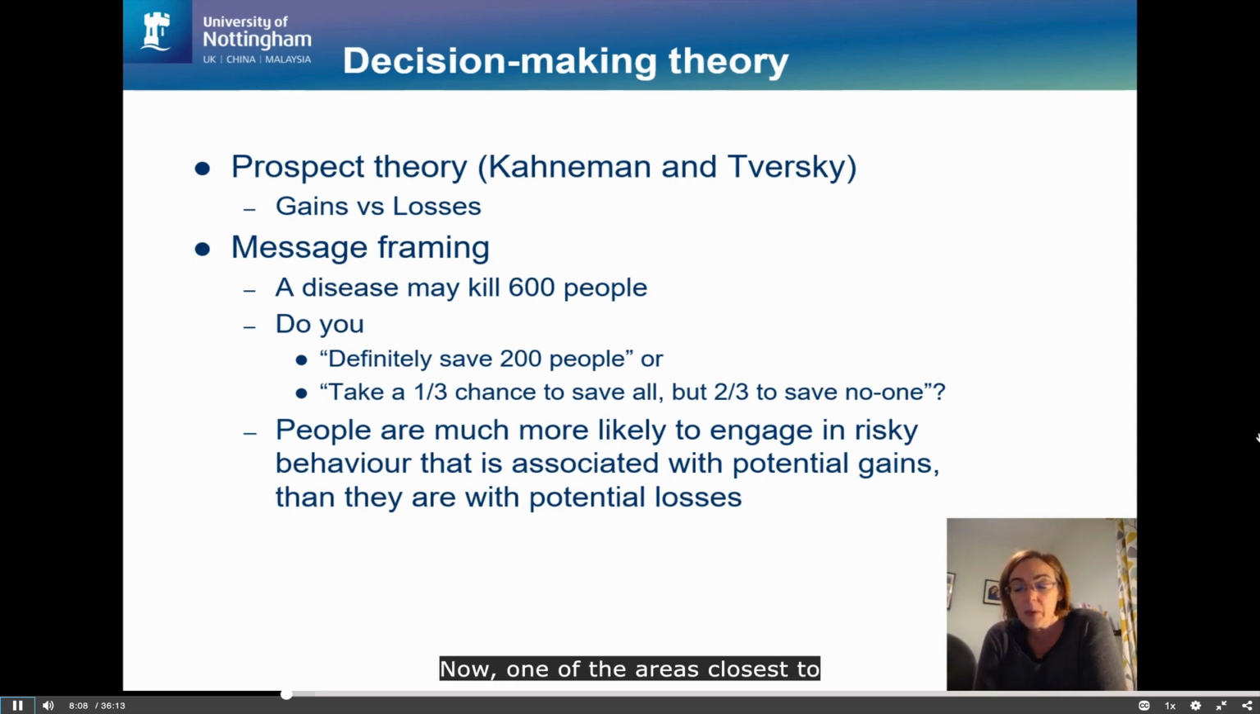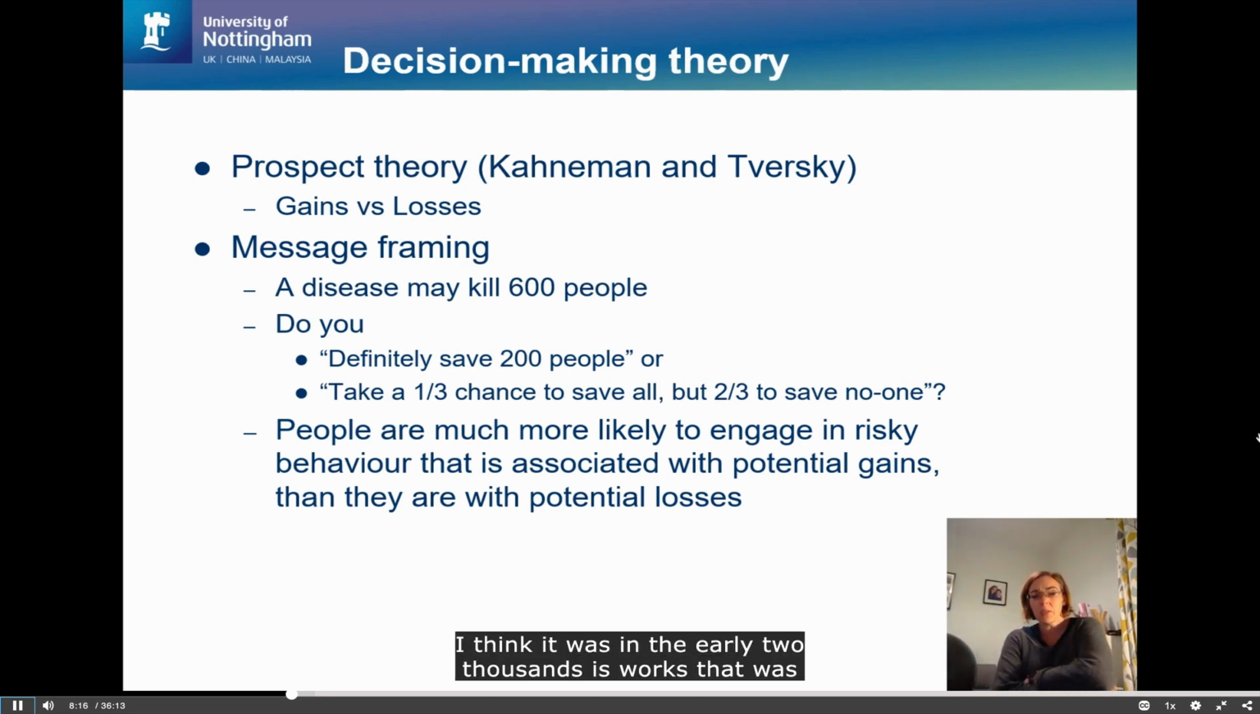Now, one of the areas closest to human factors and ergonomics that was awarded a Nobel Prize, I think in the early 2000s, is work proposed by Daniel Kahneman and Tversky, his collaborator. Kahneman and Tversky talk about a theory called prospect theory. What they argue is that decision making is influenced by our perceptions around gains and losses, and those perceptions can be influenced by the way in which we frame a message.